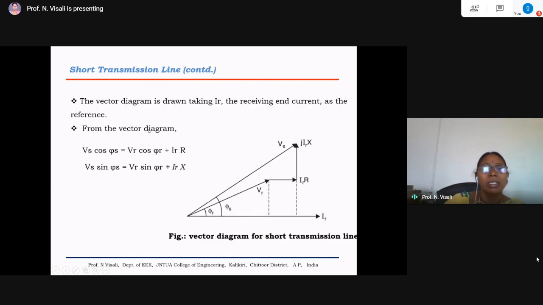Similarly, from the vector diagram we can write that Vs cos phi s is equal to Vr cos phi r plus Ir into R, and Vs sin phi s is equal to Vr sin phi r plus Ir X. We consider cos and sin because these are phasor quantities, so we take the real part and the reactive part separately. So Vs cos phi s plus j times Vs sin phi s is equal to Vr cos phi r plus j Vr sin phi r, that is, Vs at an angle of phi s is equal to Vr at an angle of phi r plus R plus jX into Ir.